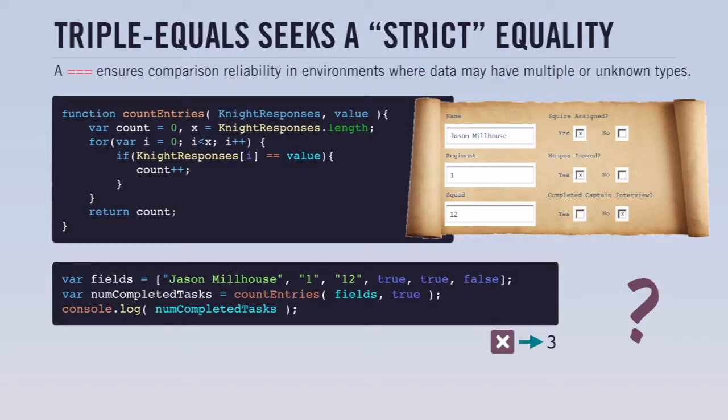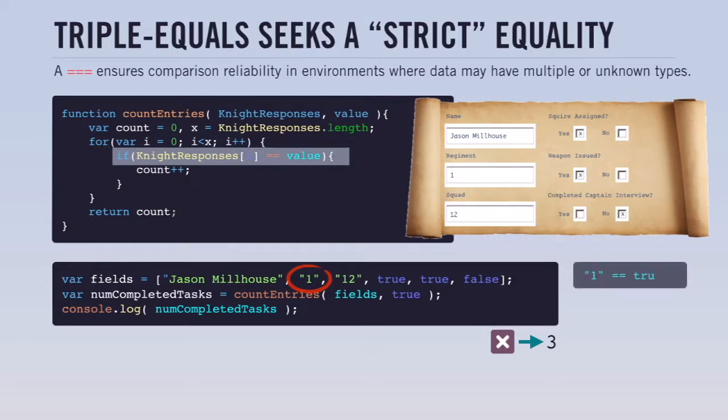You probably can tell. Over here in our function, we've got a double equals comparison of an entry in responses with a value, but guess what happens as a result of that? When I get to that number 1 for my regiment value, my count variable is going to be incremented because the double equals type coerces my 1 to be a true value. And when that actually gets compared, it returns true.